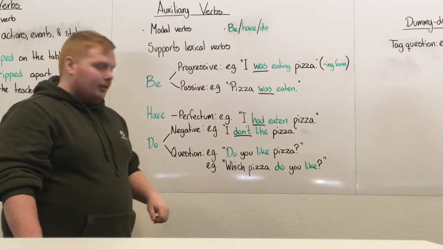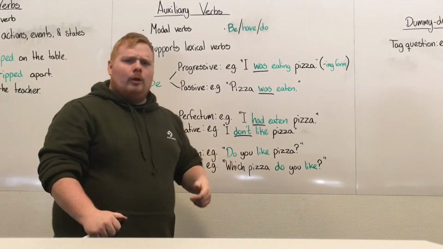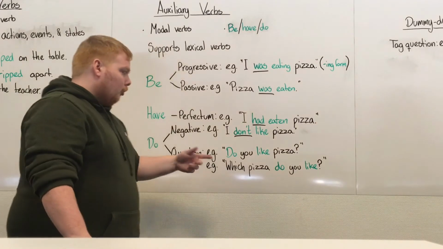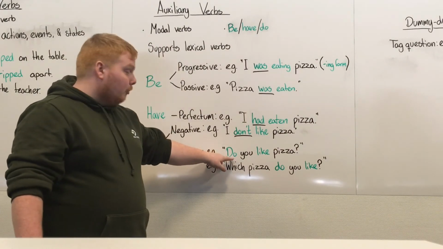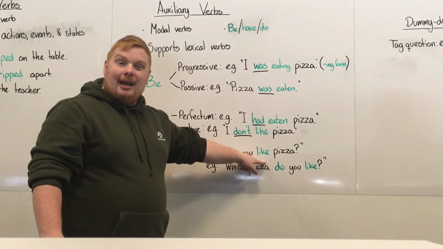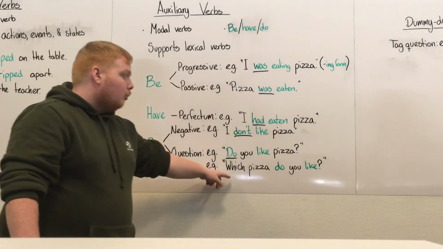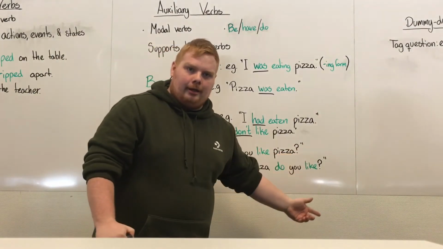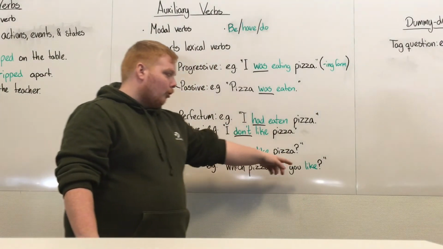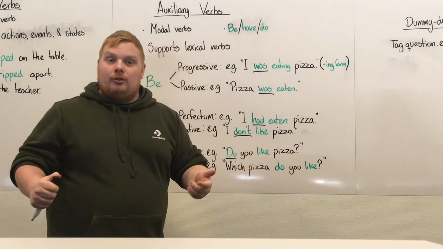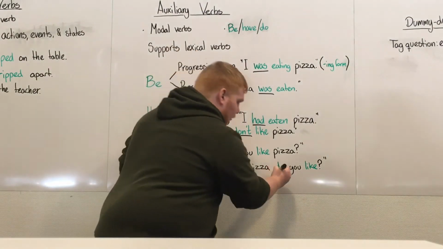We also have questions. There's do you like pizza? So do, again, auxiliary verb supporting like, which carries the main meaning of the sentence. Or there's which pizza do you like? So again, do supporting like, which refers to the actual question.